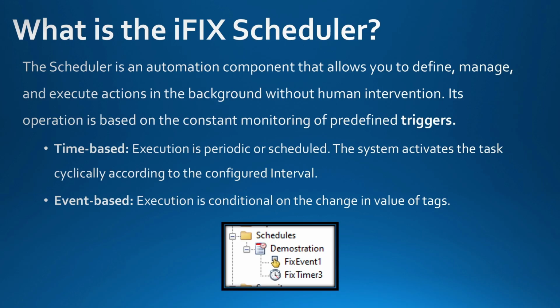Event-based. Execution is conditional on the change in value of tags. For example, the task is triggered upon detecting that a specific tag in our PDB changes from 0 to 1. Regardless of the type, when the trigger is activated, an associated script is executed. This code is fully customizable by the user to define the exact logic to be performed.